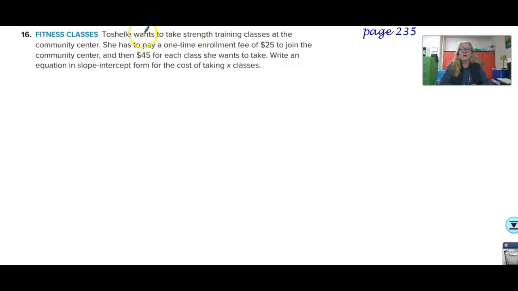Fitness classes. Toshelle wants to take strength training classes at the community center. She has to pay a one-time enrollment fee of $25 to join the center and $45 for each class she wants to take. Write an equation in slope-intercept form for the cost of taking x classes. Well, she has to pay $45 for each class. So we multiply $45 times the number of classes. Plus she had to pay an original enrollment fee, okay, which is our y-intercept, our initial value. Sometimes they'll call it that.